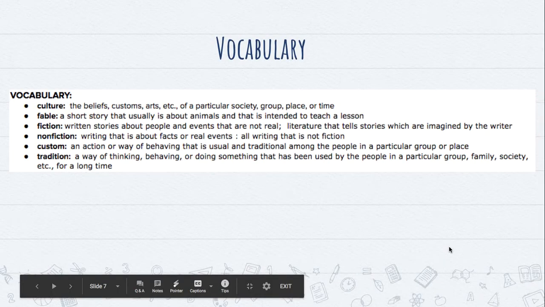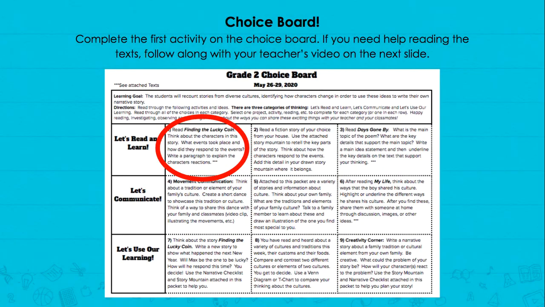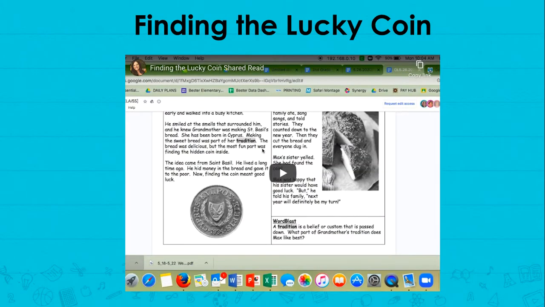All right. Here's the vocabulary that you're going to need to know. Today, you're going to complete the first activity on the choice board. So you're going to read Finding the Lucky Coin. You're going to think about the characters and what events took place. Write a paragraph talking about how the characters responded to the major events in the story. So what was their reaction to a major event in the text? If you need help reading, the text is right here and I've read it for you.